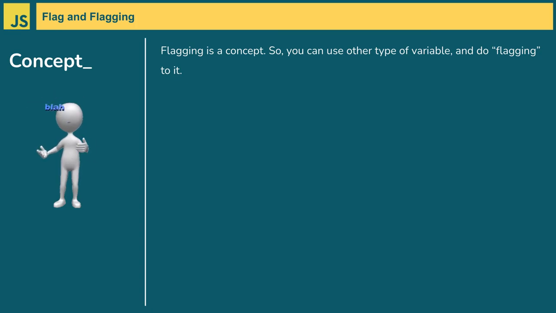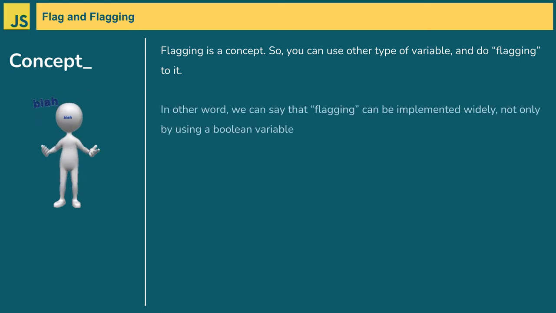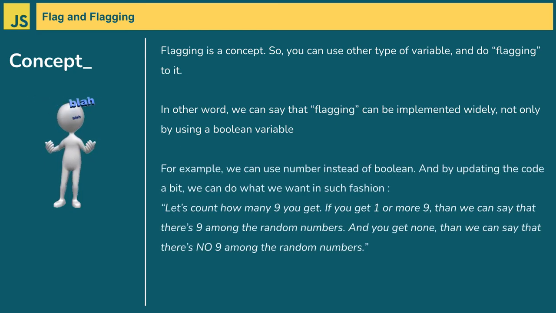Okay, so let's move forward a bit. Flagging actually is a concept, so you can use other types of variables and do flagging with them. In other words, we can say that flagging can be implemented widely, not only by using a Boolean variable. This is very interesting actually, so let's try to use a certain case. Maybe for now we try to use a number type of flag variable. For example, we can use a number instead of Boolean, and by updating the code a bit, we can do what we want in such fashion.